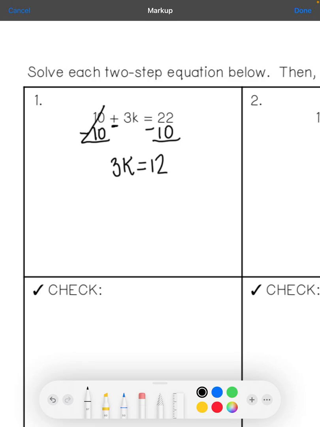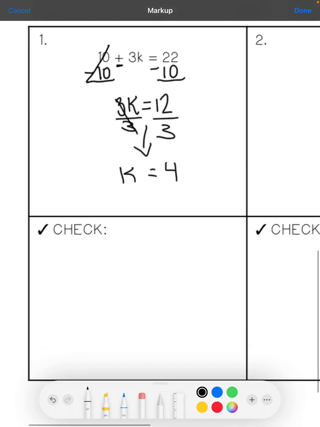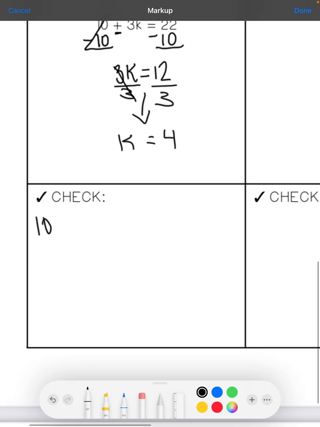equals 3k. And now we isolate our variable by undoing any multiplication or division. 3 is being multiplied by k. See, they're right next to each other. They're being multiplied. The opposite of multiplication is division. So we divide. And 12 divided by 3 is 4 equals, bring down your k.